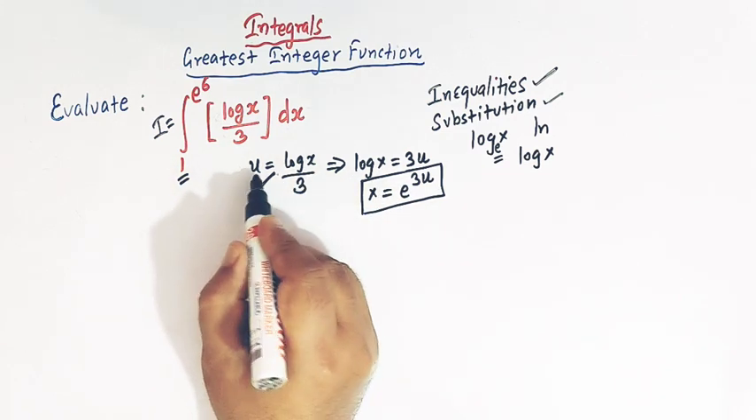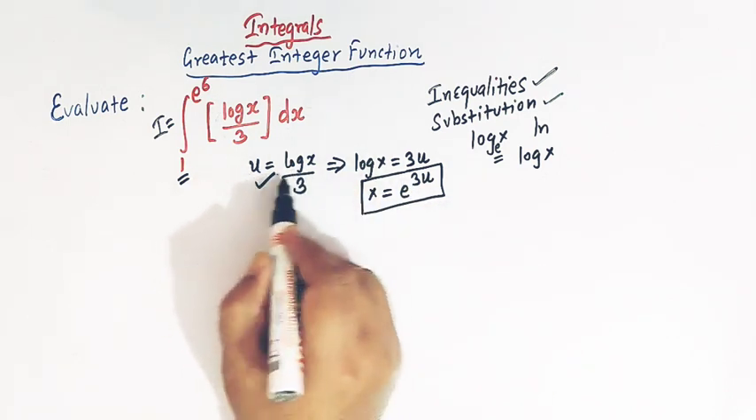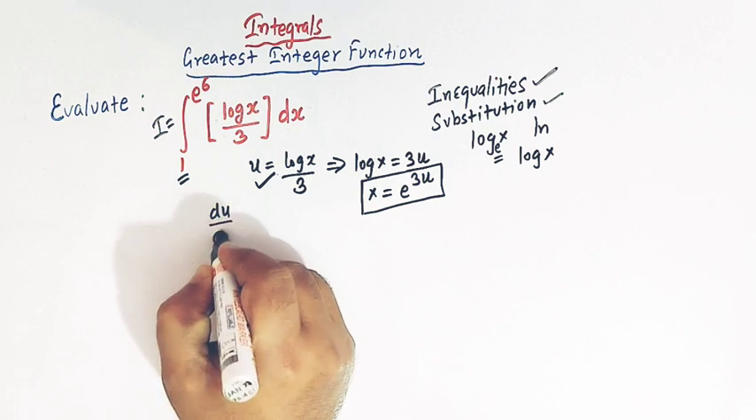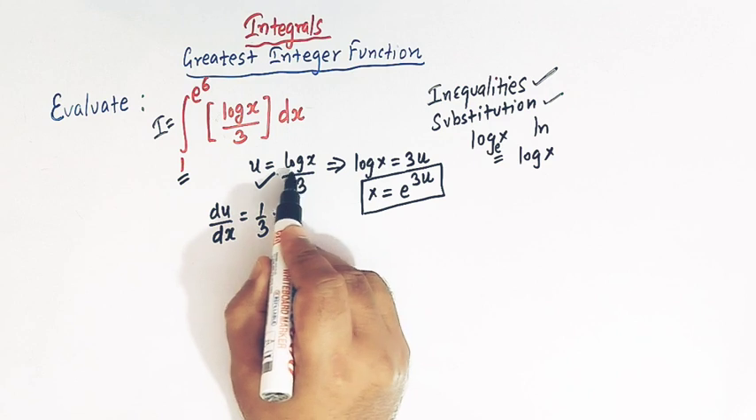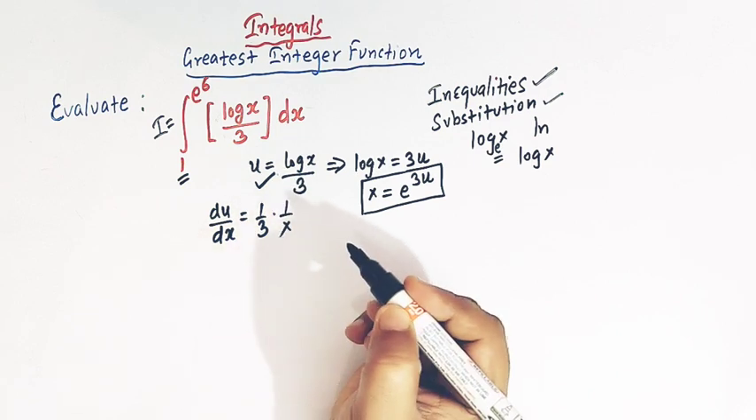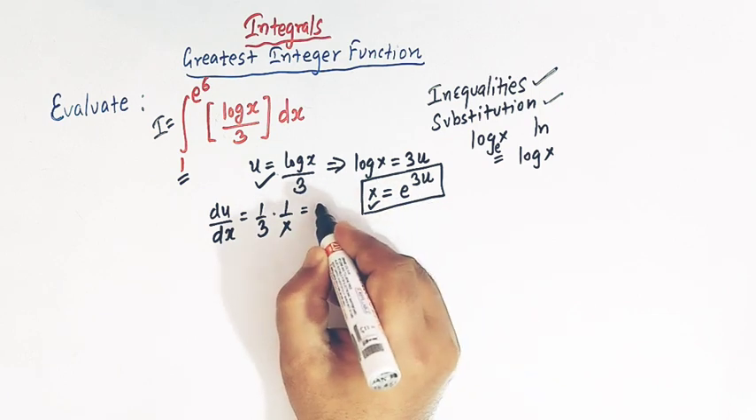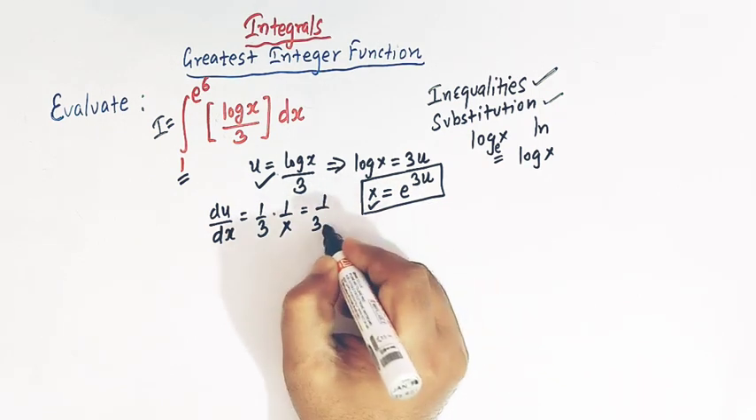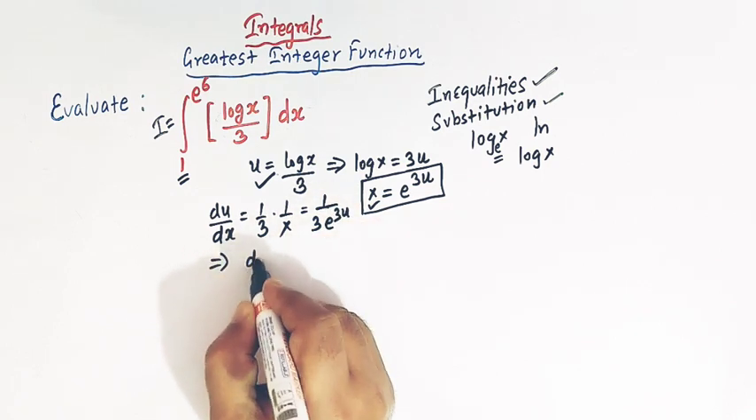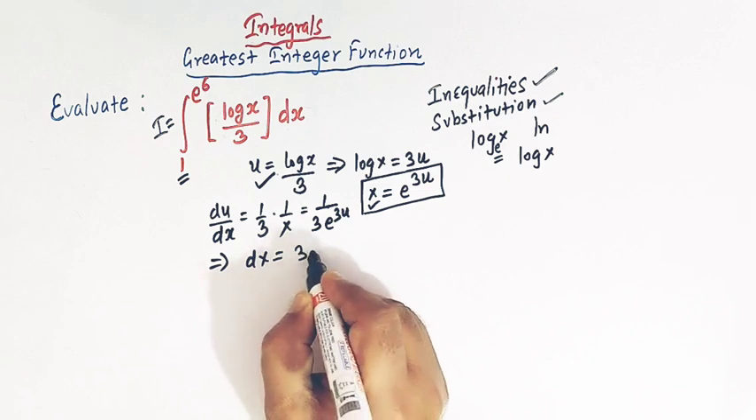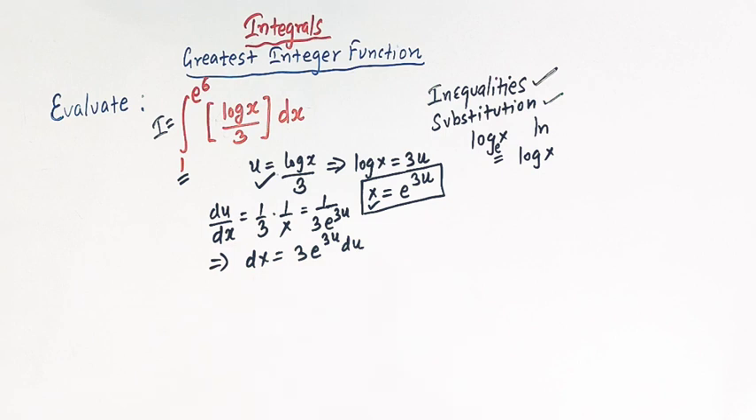Now let us differentiate both sides with respect to x. We have du over dx is equal to 1 over 3 times the derivative of log x, which is 1 over x. From here, x is e raised to 3u, so we have 1 over 3 e raised to 3u. So we can write dx is equal to 3 times e raised to 3u du.